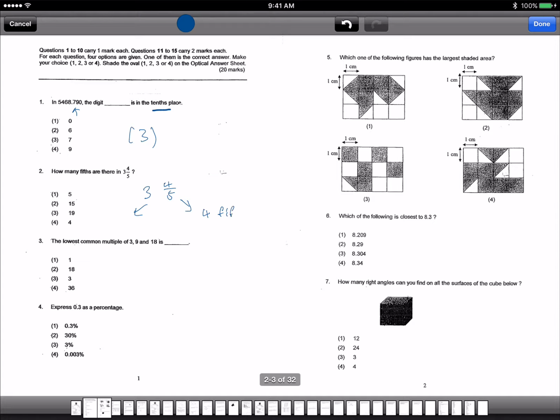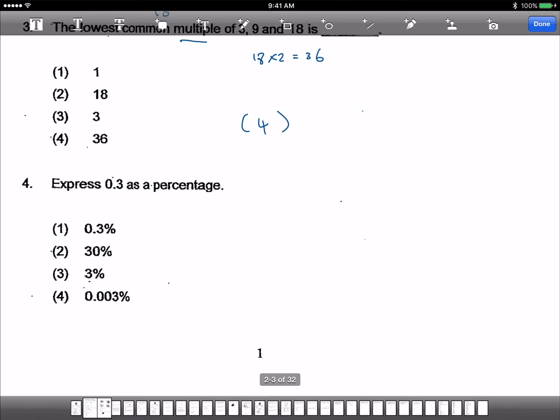Next, express 0.3 as a percentage. So 0.3 is actually 30%. Why? Because 1 whole is equivalent to 100%. So the answer is 2.